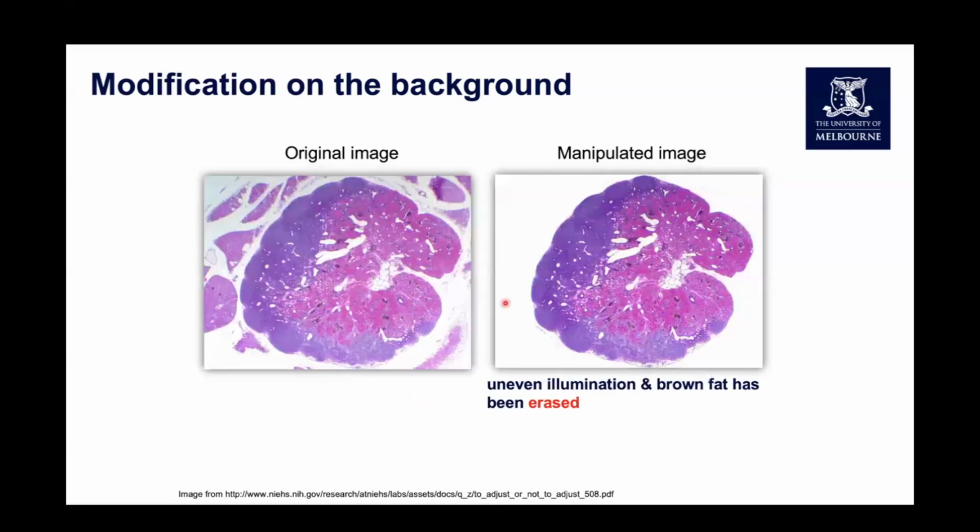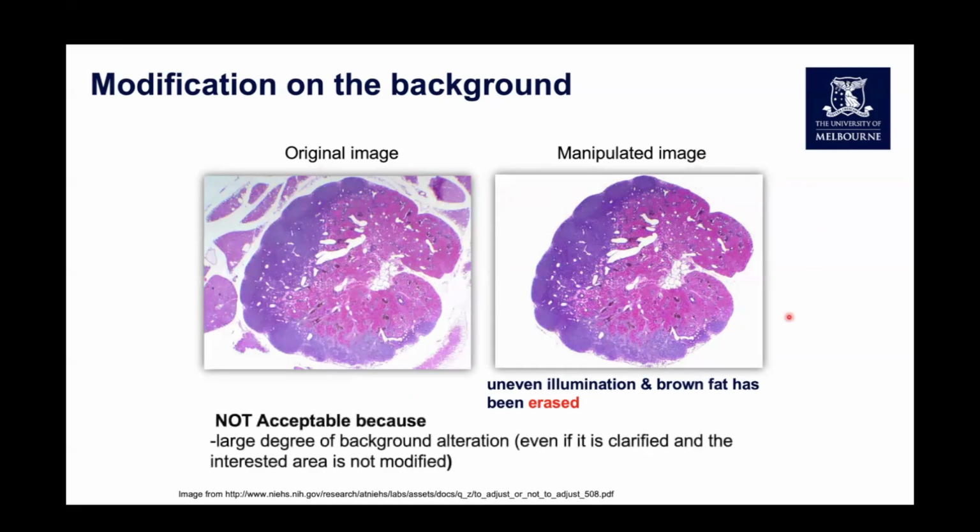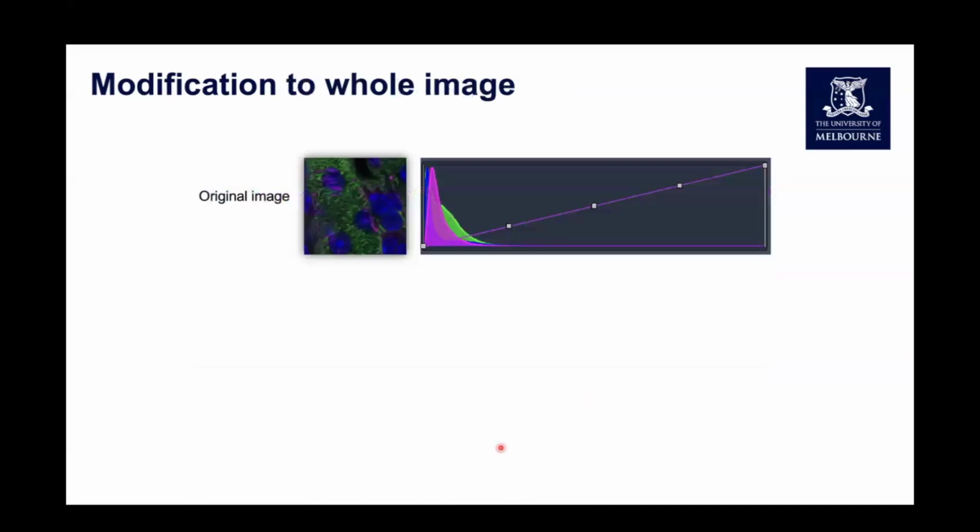In this example, you can see that the uneven illumination has been cleaned up, and some of the tissue around the outside has been erased as well. This is deemed not acceptable due to a large degree of background alteration. So again, not appropriate. What we can do is make modifications to the whole image.